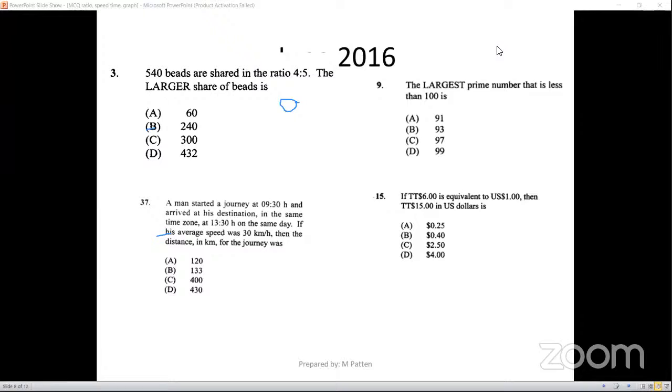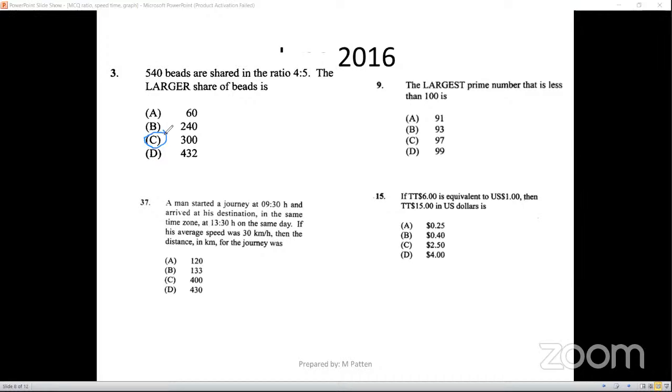All right, 26. So this was a question that I asked. Bradley, read this question. What's the answer? 540 bees are shared in the ratio 4 to 5. The largest share is... They didn't even change the question this time. They could have asked for the smaller share. So it's C, 300.